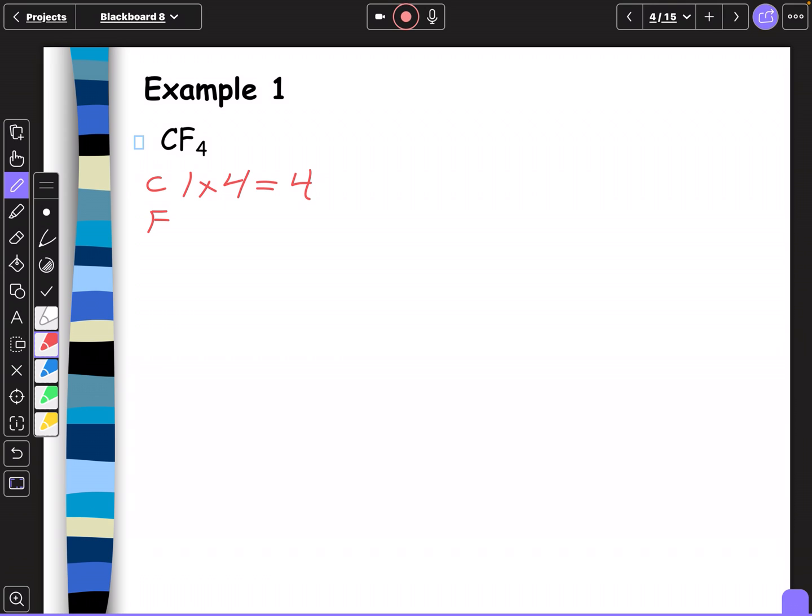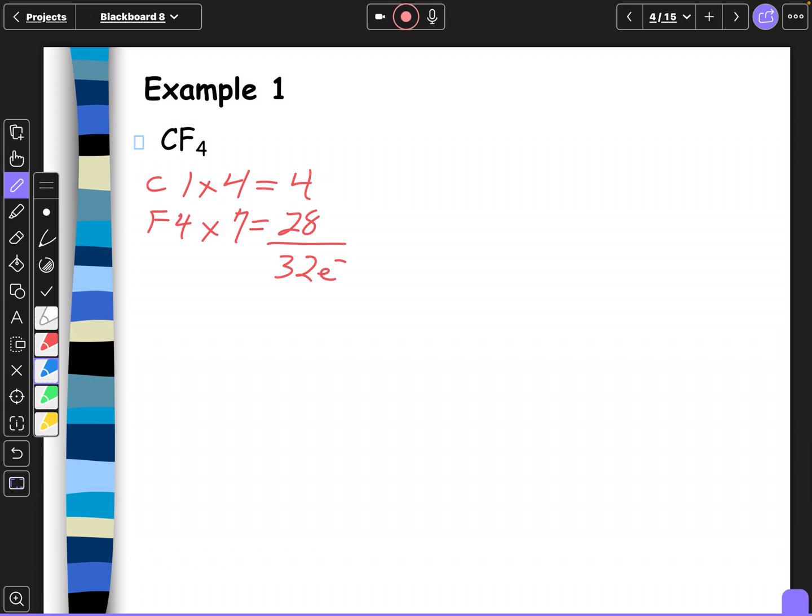The fluorines, though, we have 4 fluorines, and we're going to multiply that by the number of valence electrons of fluorine. Fluorine's in group 17 or 7A, so it's going to have 7 valence electrons, and there's 4 of them. So 4 times 7 equals 28. And then we add these together to get 32 total electrons in this structure, whether they're shared or as lone pairs.